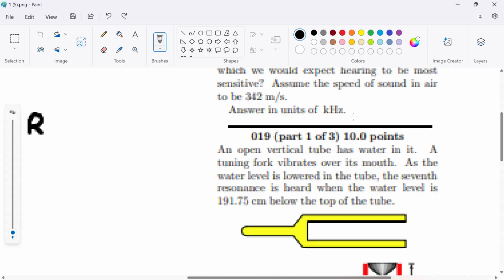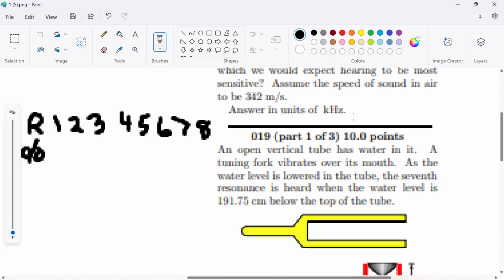Here are the resonances: 1, 2, 3, 4, 5, 6, 7, 8. That's as far as I'll go. And then there's two types of systems. Open, where both ends of the tube are open, and open closed, where one end is open and one end is closed. When one end is open and one end is closed, the harmonics are only odd numbers. When they're both open, they can be even numbers.